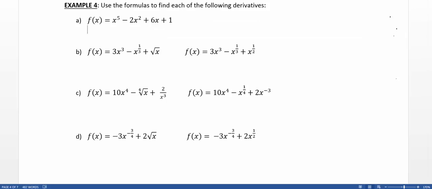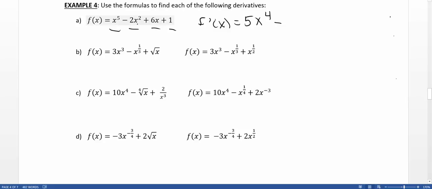Example 4. Use the formulas to find each of the following derivatives. Notice here that we have multiple terms in one function. So for part A, the sum and difference rule says that I can go term by term and take the derivative of each part. So I start with my x to the 5th. The derivative of that is going to be 5x to the fourth. The power comes down and you subtract 1 from the power.